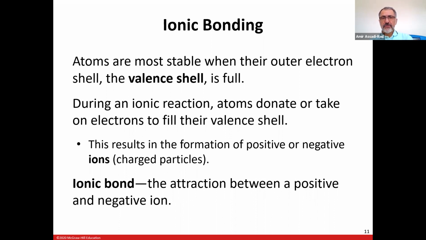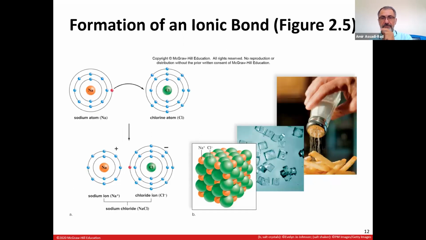During an ionic reaction, atoms donate or take electrons to fill their valence shell. This results in the formation of positive or negative ions. An ionic bond is the attraction between a positive and a negative ion. The salt that you put on your food, your French fries or whatever, is made up of sodium, which I already mentioned, and chlorine.